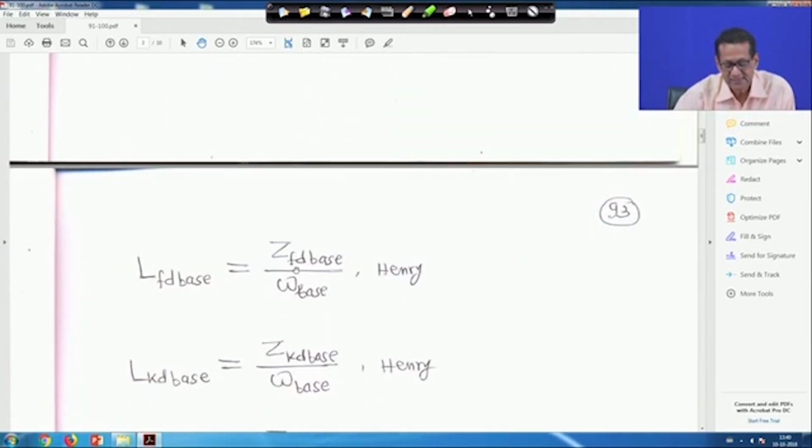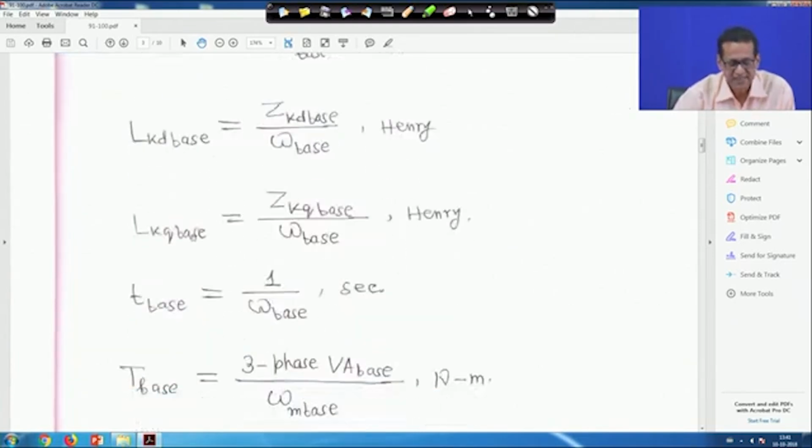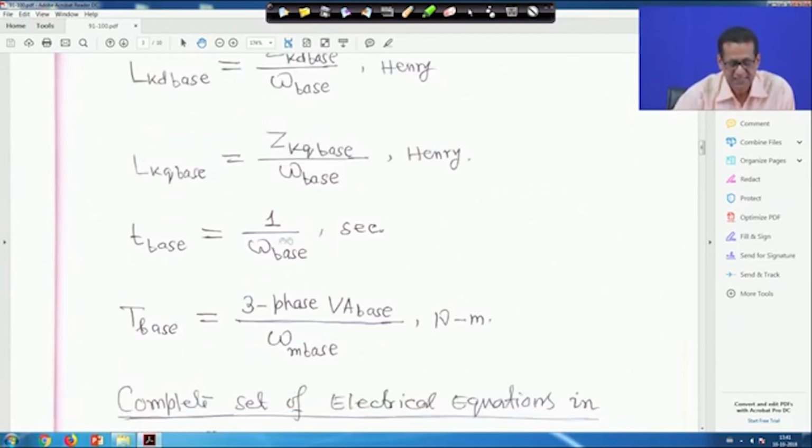LFD base is equal to ZFD base upon omega base, in Henry. Then LKD base is equal to ZKD base upon omega base, also in Henry. LKQ base is equal to ZKQ base upon omega base, also in Henry. T base is 1 upon omega base, in seconds. And torque base is equal to 3 phase volt ampere base upon omega mechanical base, in Newton meter.